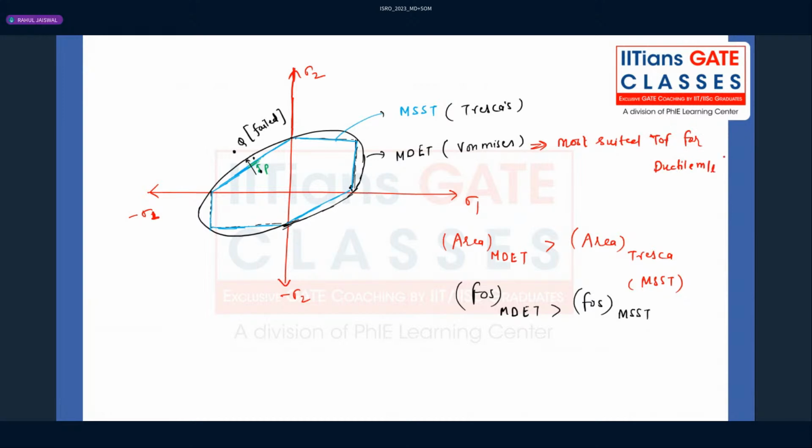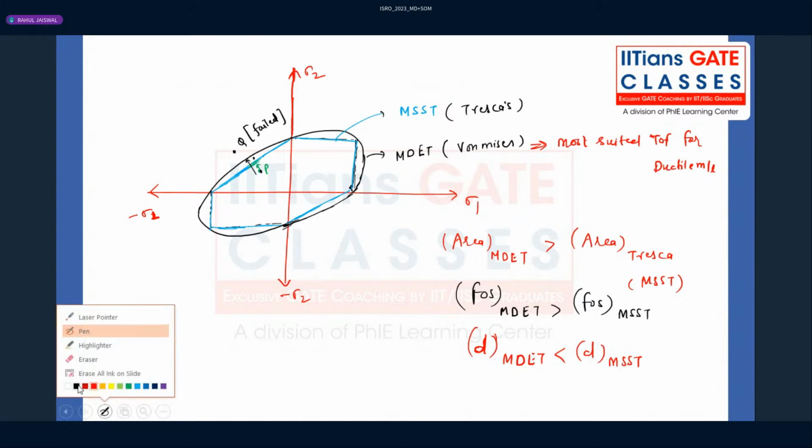But when you talk about the safety purpose, the safety given by Tresca's is much, much larger than the von Mises. The factor of safety given by maximum distortion is much higher than the factor of safety given by Tresca's theory. That means the diameter given by maximum distortion energy theory will be lesser than the diameter given by maximum shear stress theory.